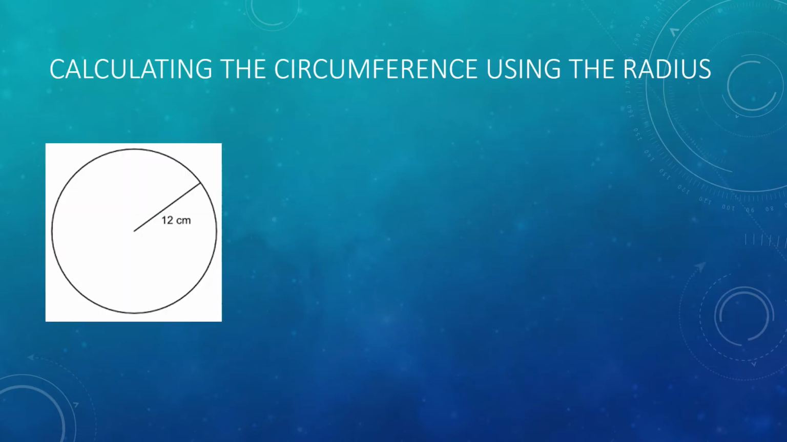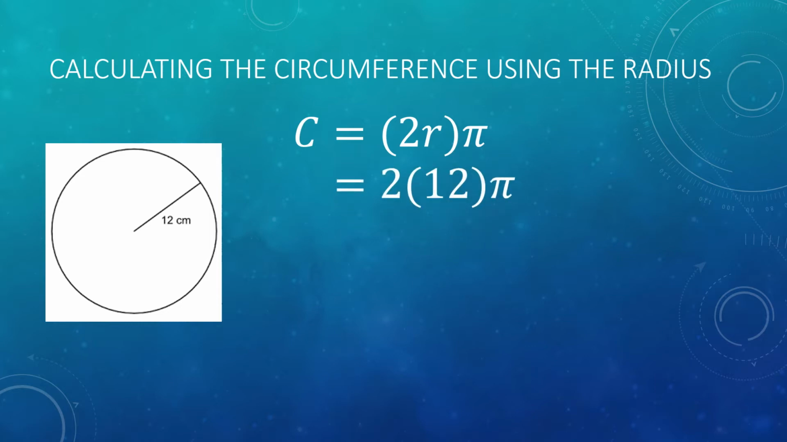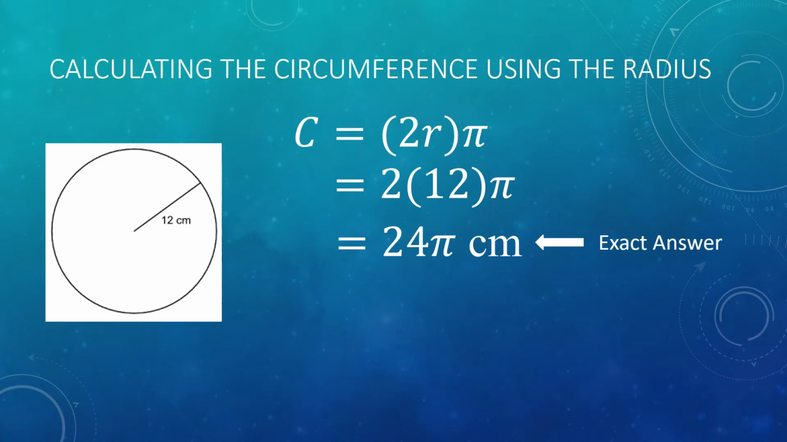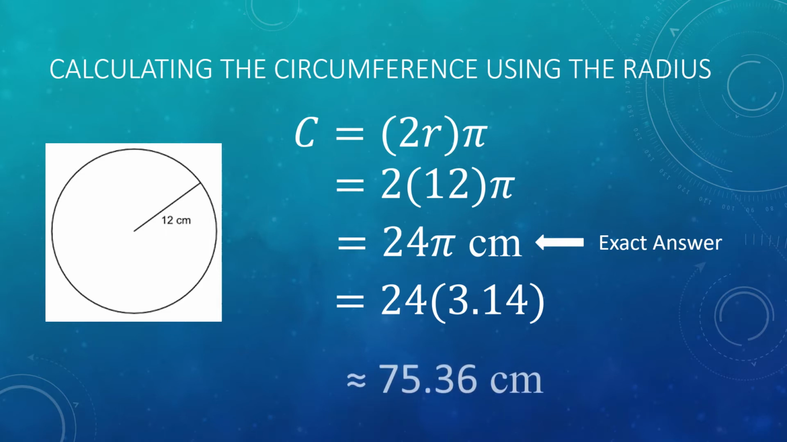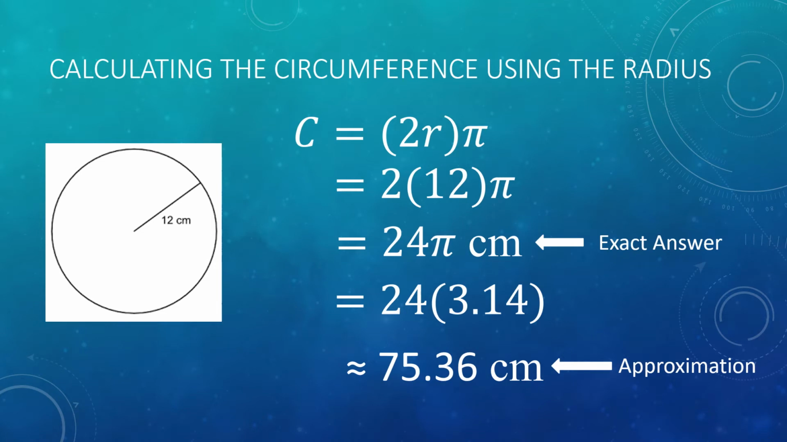Calculating the circumference of the circle using the radius, here we have a radius of 12 centimeters. We're going to use C equals 2R times pi. Substitute 12 in the place of R, multiply 12 times 2, which is 24. So you get 24 pi centimeters, which is the exact answer. If you want the approximation, substitute 3.14 back in the place of pi, multiply that by 24, and you get 75.36 centimeters, which is an approximation.